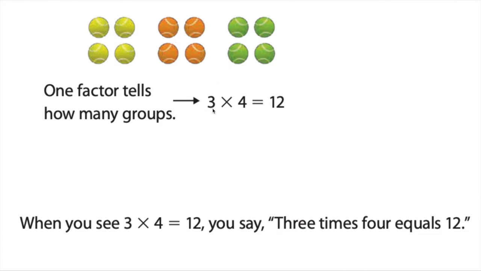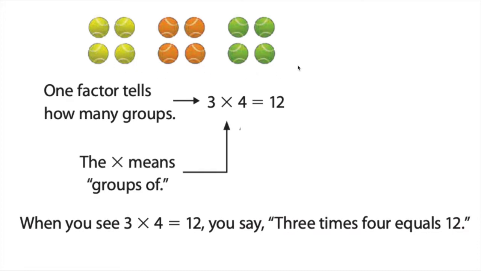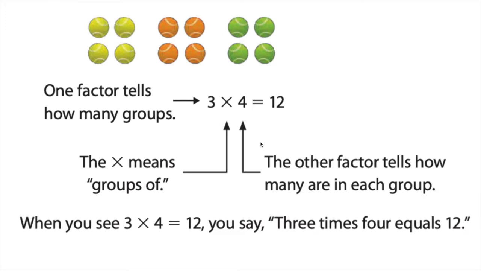One of our factors told how many groups we had. We had 3 groups. The x just means groups of. 3 groups of. It also means times or multiply. Here's the other factor in this equation, 4. That factor tells how many are in each group.